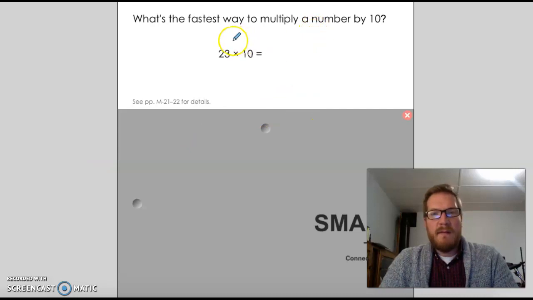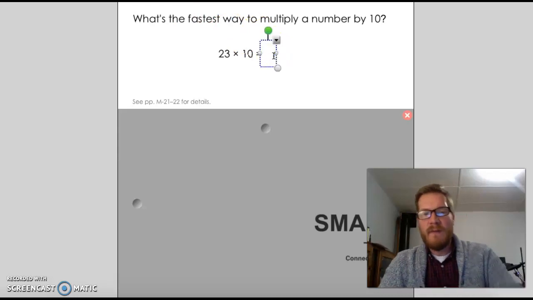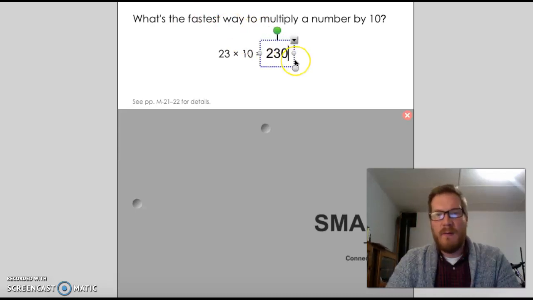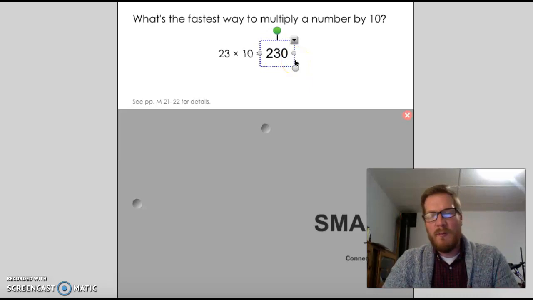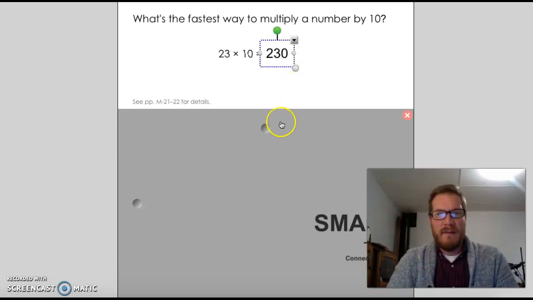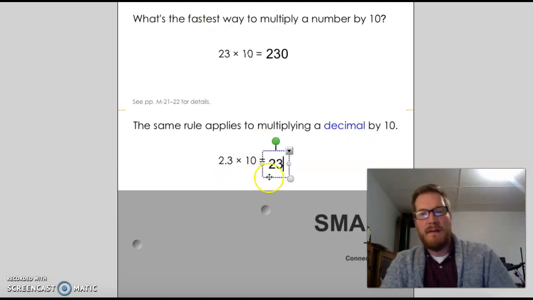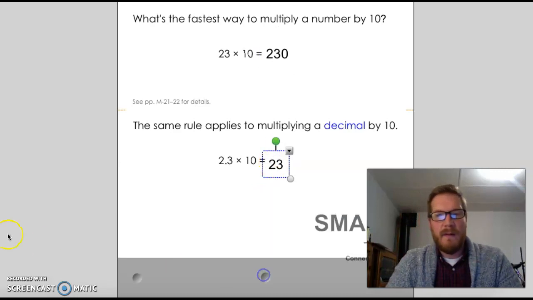Now the question here is, what's the fastest way to multiply a number by 10? We usually think of it in terms of adding a 0 after the number, so it becomes 230. What we're actually doing is moving the decimal place from 23 over 1 spot, so it gives us 230. The same rule applies to multiplying a decimal by 10. You move the decimal place over 1 spot, and so 2.3 times 10 is going to give us 23.